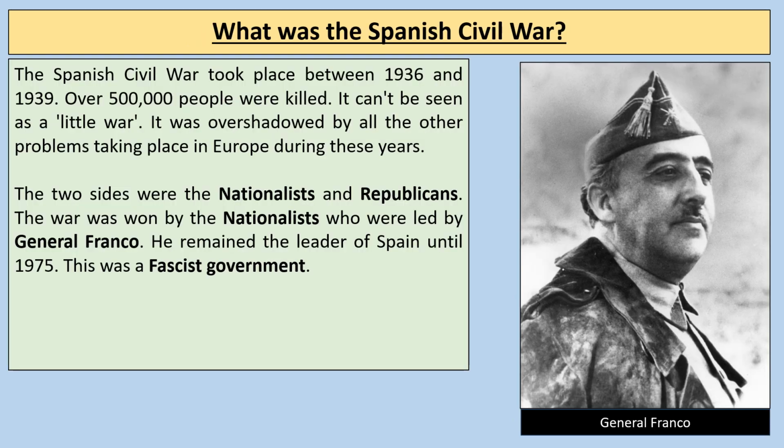So what was the Spanish Civil War? Well, it took place between 1936 and 1939. Over 500,000 people were killed, so it can't be seen as a little war. It's often been overshadowed by all the other problems that were taking place in Europe during these years. The two sides were the Nationalists and Republicans, and the war was eventually won by the Nationalists, who were led by this man who you can see in the image, General Franco, and he remained the leader of Spain until 1975, and he set up and created a fascist government. And this fascist government was one of the last fascist governments within Europe in the 20th century.